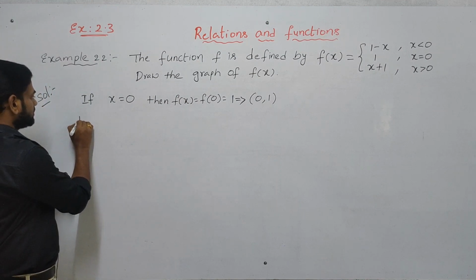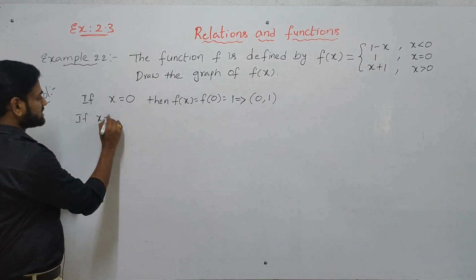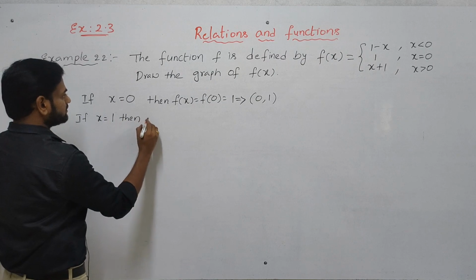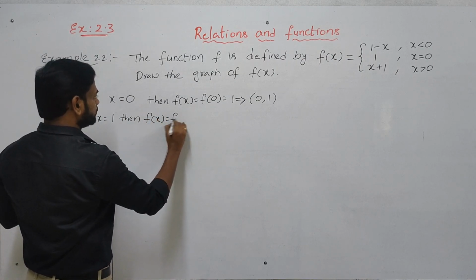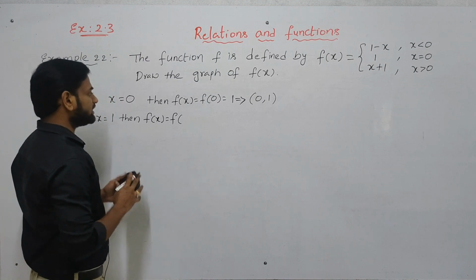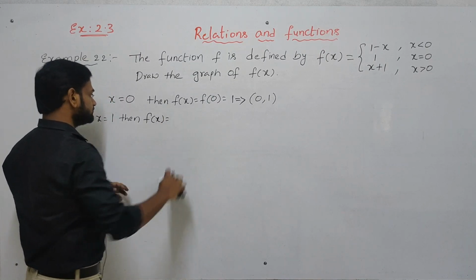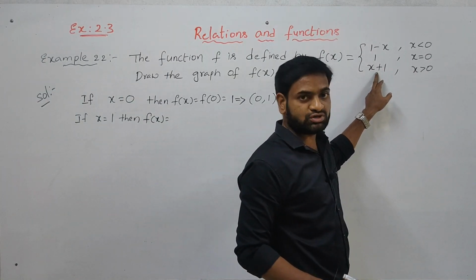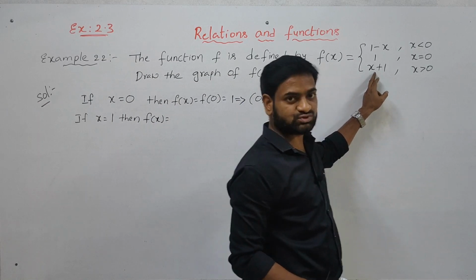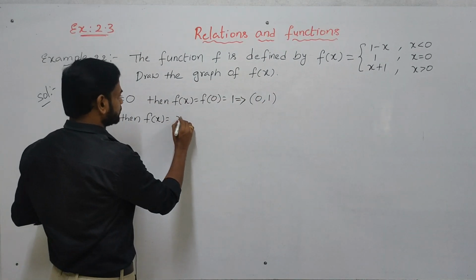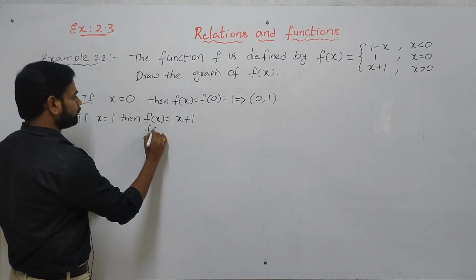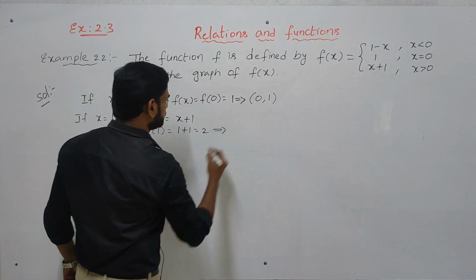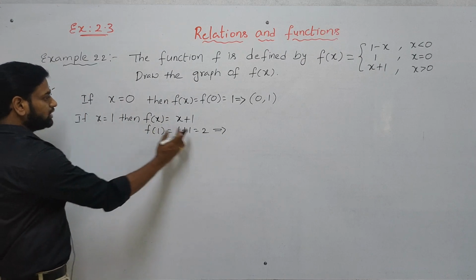Next, I am taking positive side first, x value 1. When x is positive, x value greater than 0, the function is x plus 1. So f of x equal to x plus 1. So f of 1 is equal to 1 plus 1, that is 2. So what is the point now? 1 comma 2.